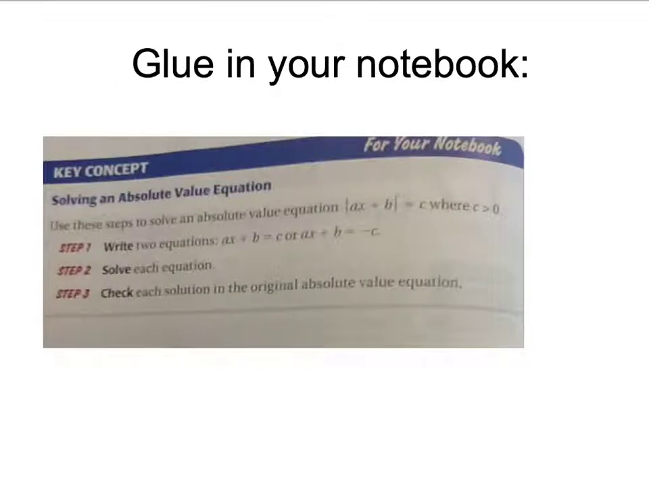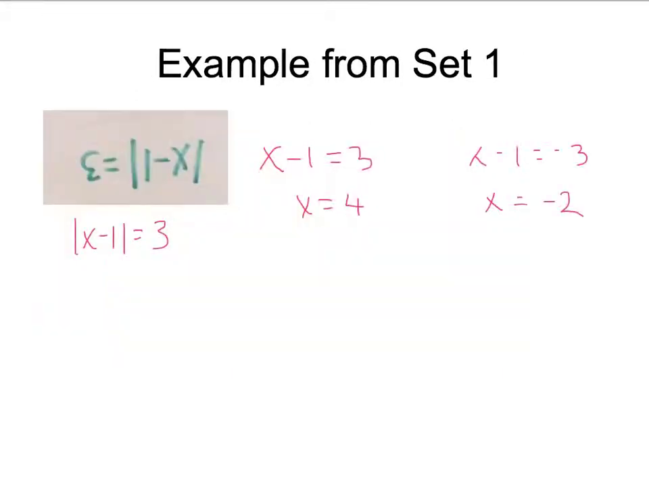So this is what we had you glue in your notebooks. We've got the absolute values, just basically a formula for you to remember. Absolute value of ax plus b equals c. The way to figure out the values for x is you set up 2 equations. You set what's inside the absolute value equal to c, which is the number out here on the right side of the equal sign, and then you also set it equal to the negative value of that, because once you take the absolute value of it, it gives you a positive. So let's work one of the examples that we did using that rule.